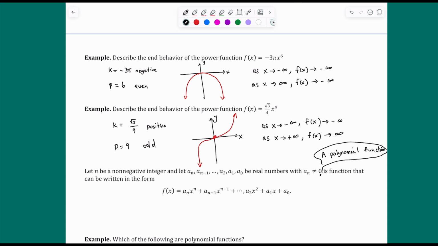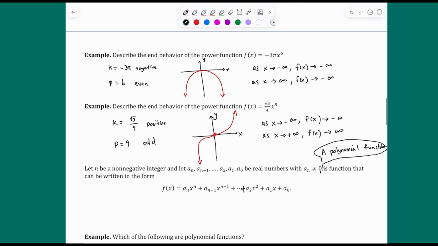And so a polynomial function is a function that can be written in the form f of x equals a sub n x to the n, and I got another typo here, it should be a plus there, a sub n x to the n plus a sub n minus 1 times x to the n minus 1 plus dot dot dot a sub 2 x squared plus a sub 1 x plus a sub 0. So that's a polynomial function.